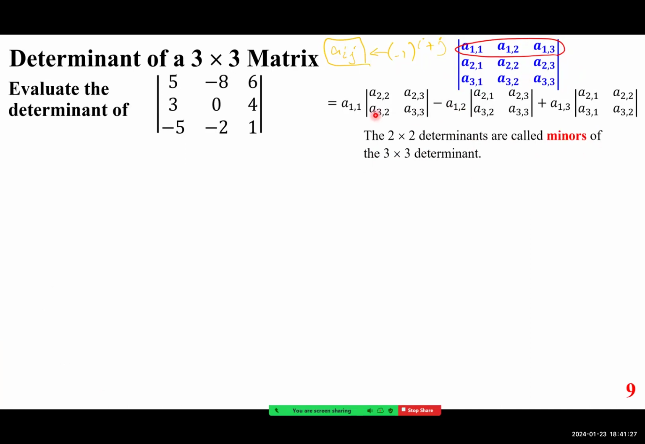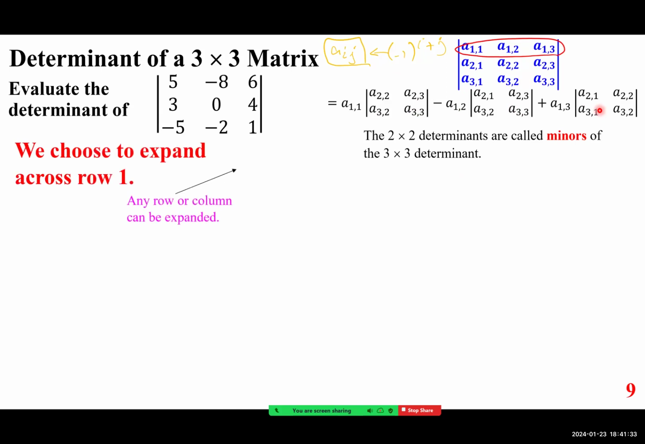You know, this determinant, this one, and this one are called the minors, as far as the terminology is concerned. We choose to expand across row 1. You can choose any row or column. So we're going to use this one.